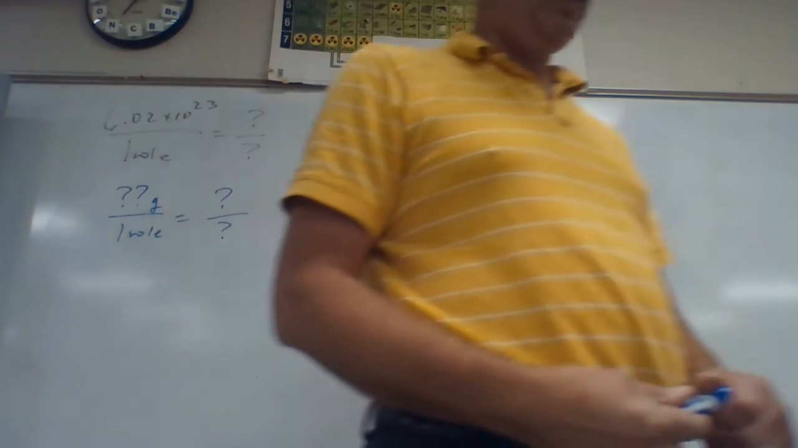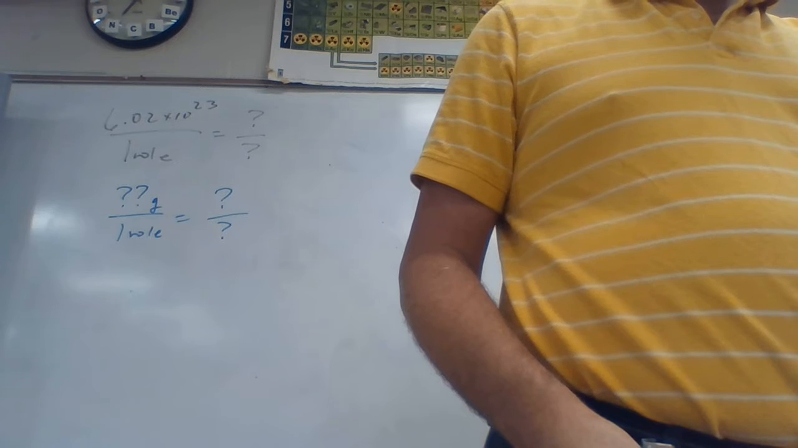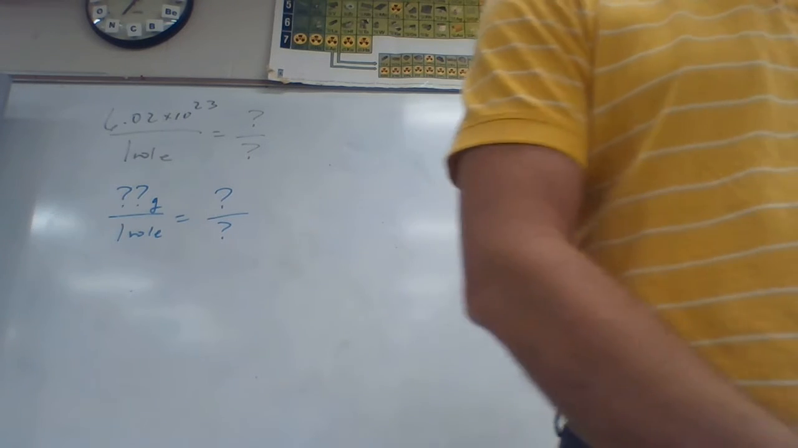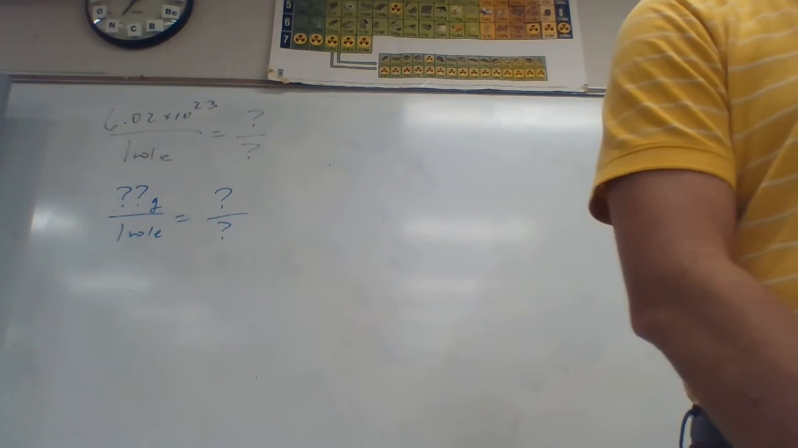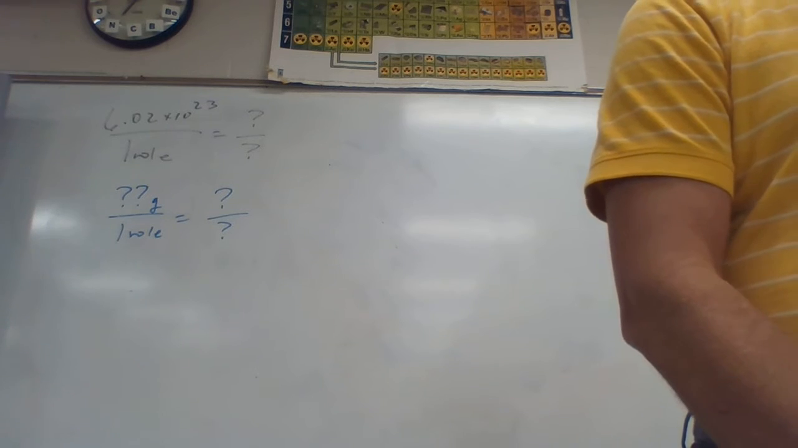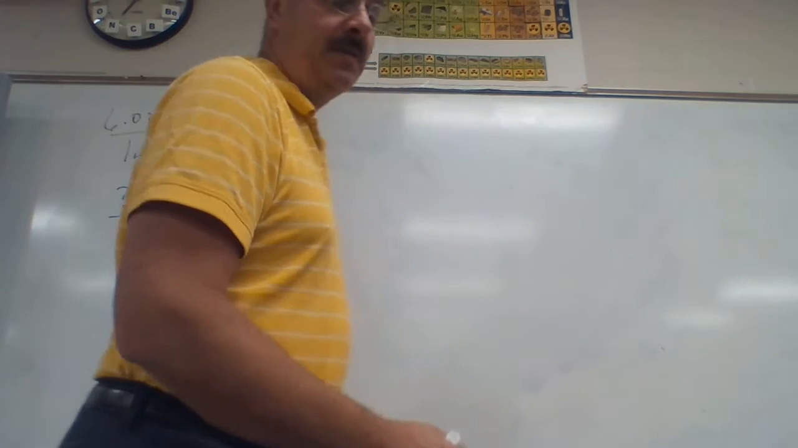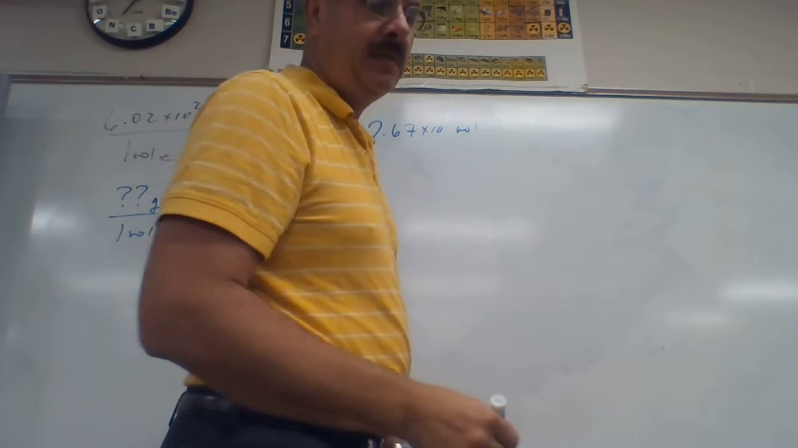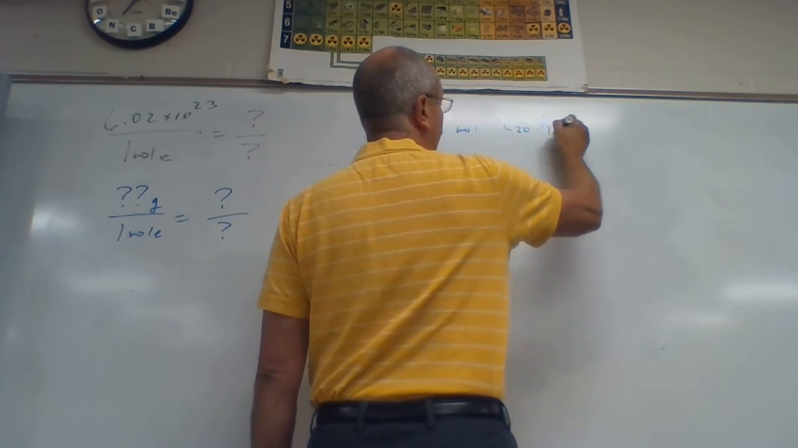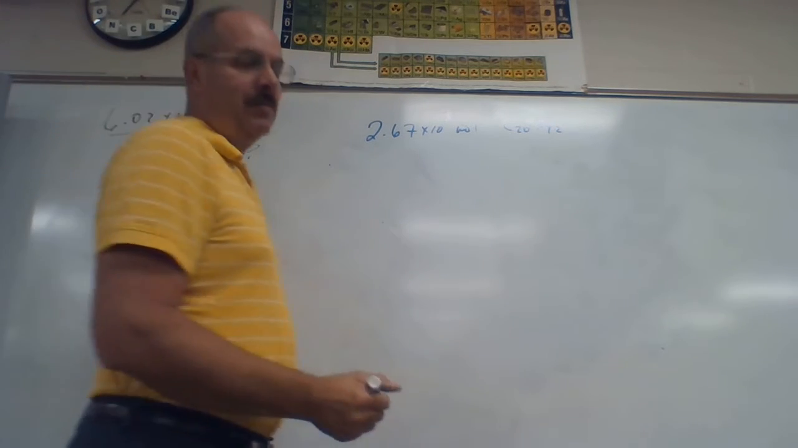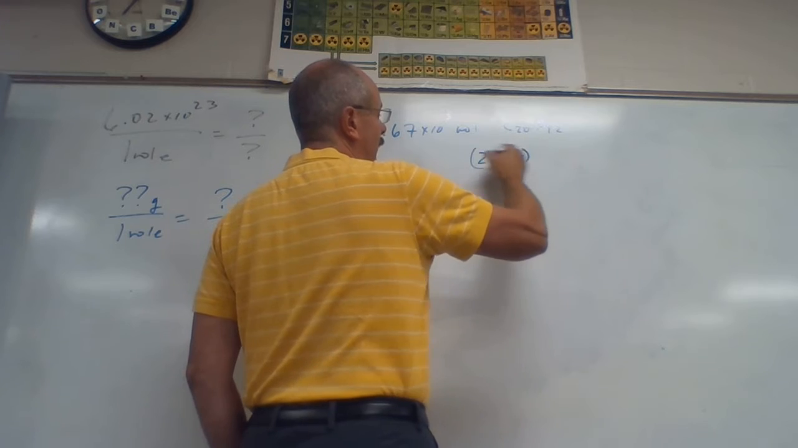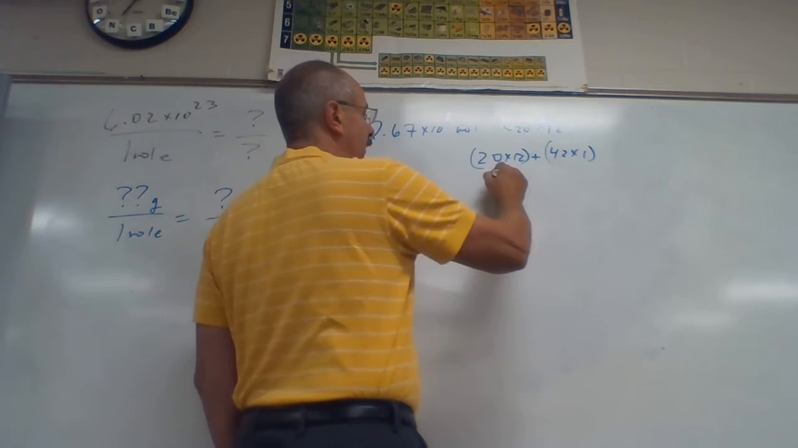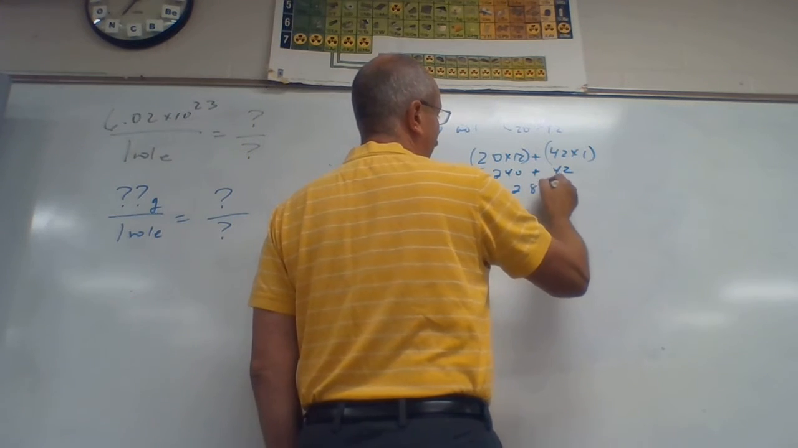Next one, we're still doing the same idea. Find the mass in grams of each one. There it is. So we have 2.67 times 10 to the negative 3 moles of C20H42. Woo, that's a big molecule. So we got to find the molar mass of this one. There's 20 carbons times 12 plus 42 hydrogens times 1. Multiply this out, you're going to get 240 plus 42, so that's 282.